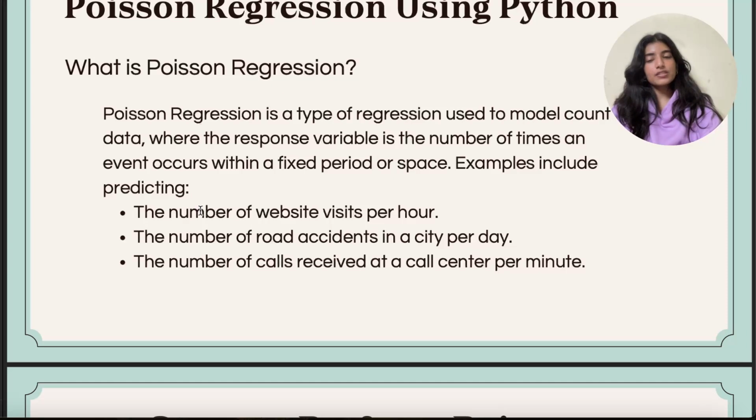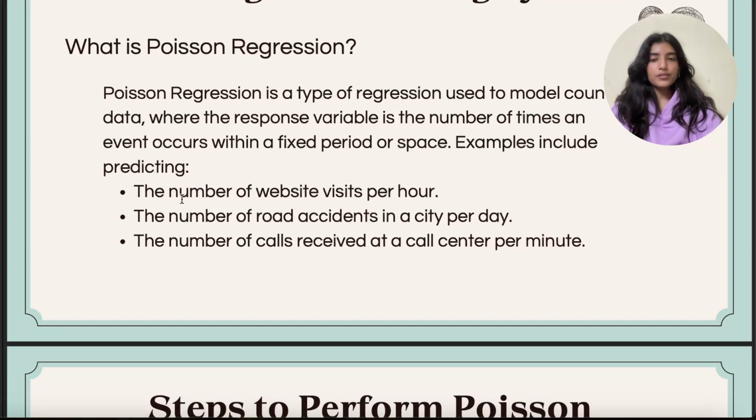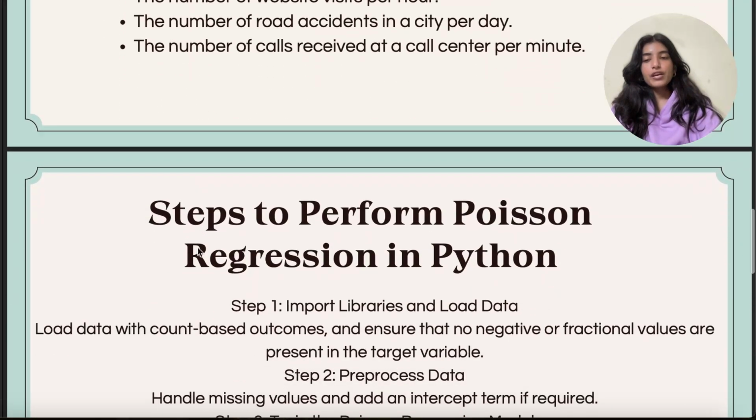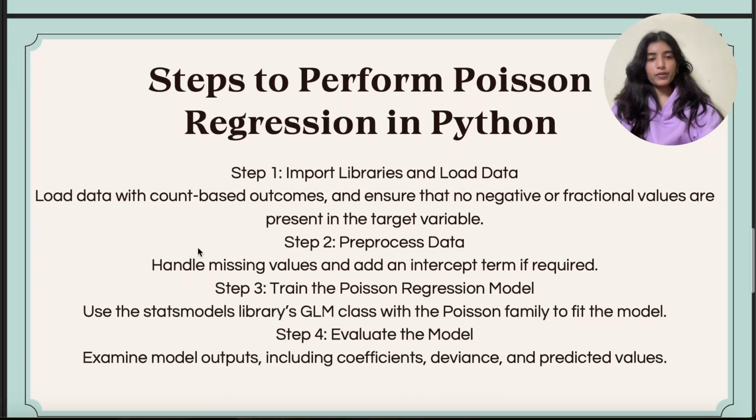And just like logistic regression, it uses a linear relationship, but instead of predicting a probability, we predict rates of occurrences. Here are examples that include predicting the number of website visits per hour, the number of road accidents in a city per day, the number of calls received at a call center per minute. Here are the steps to perform Poisson regression.